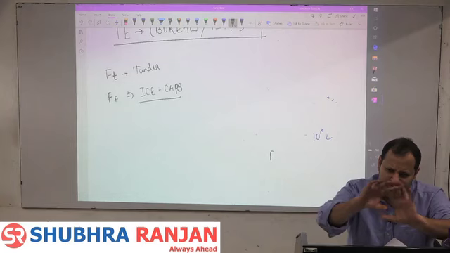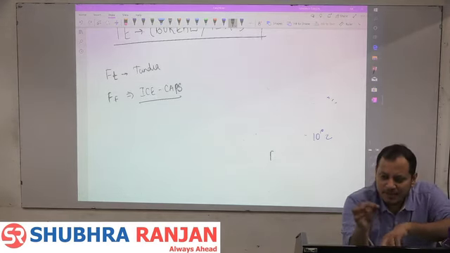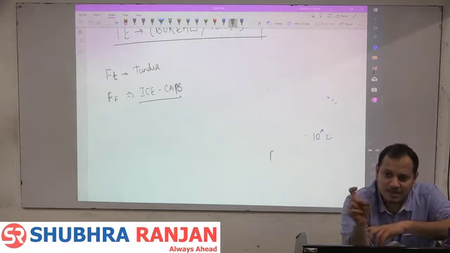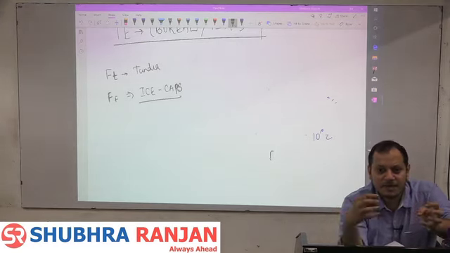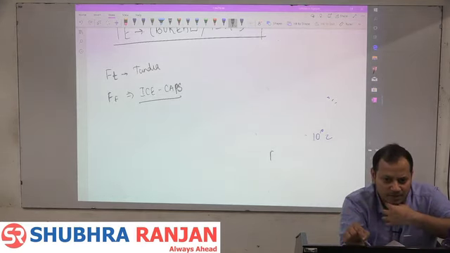Trewartha is much similar to Köppen. But he is different from Köppen as well as Thornthwaite in the terms that this climatic classification is a mixture of both empirical and genetic classification. Means he will talk even about the origin of climate.